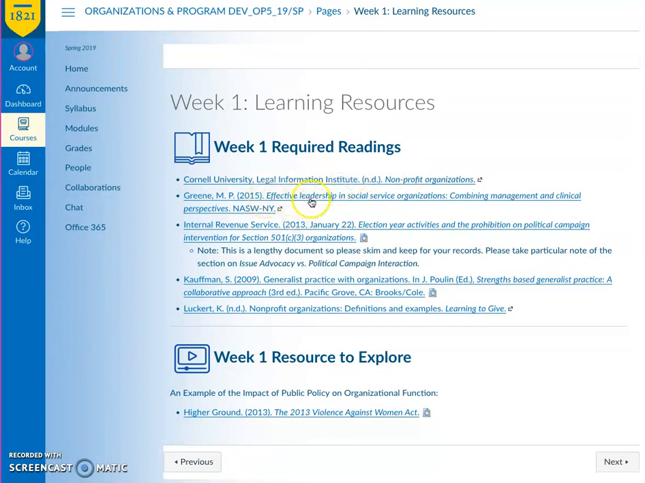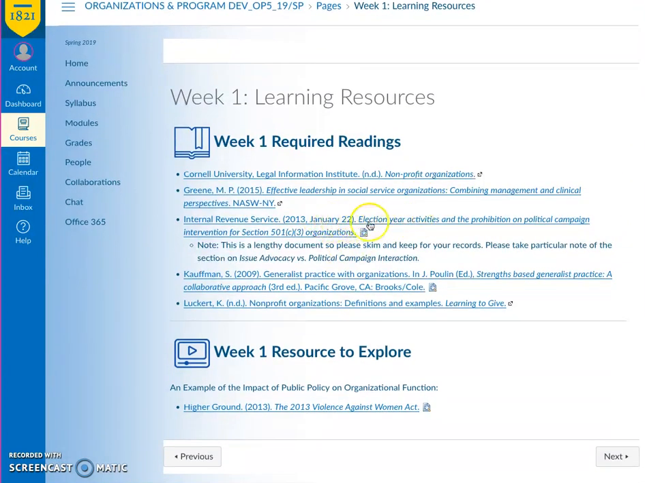Now, the second article, Effective Leadership in Social Service Organizations, or really a blog post, is a great read. Written by a social work clinician, it highlights the role that social workers can take in an organization in addition to their clinical roles. I would definitely highly recommend reading this post.